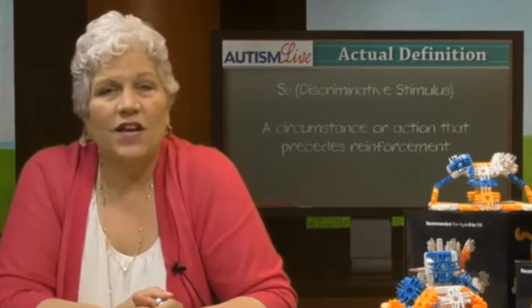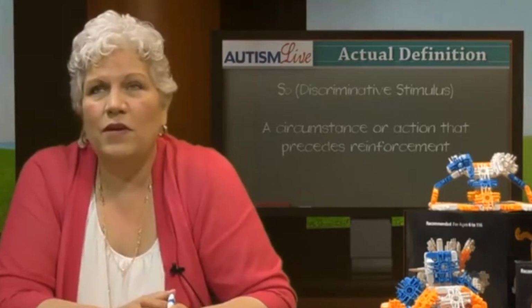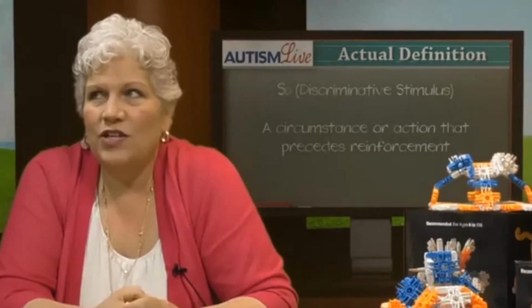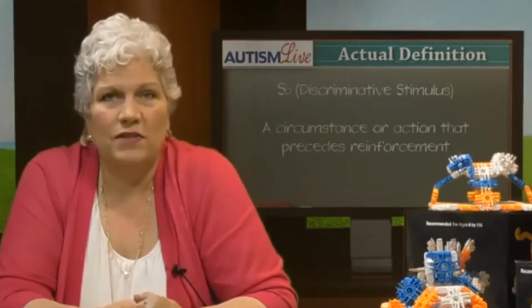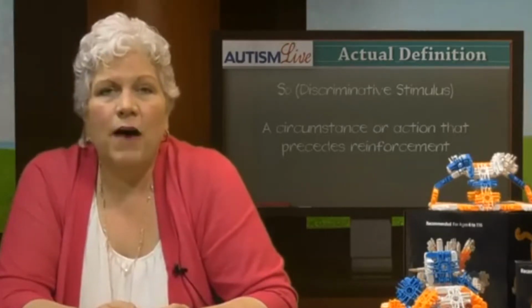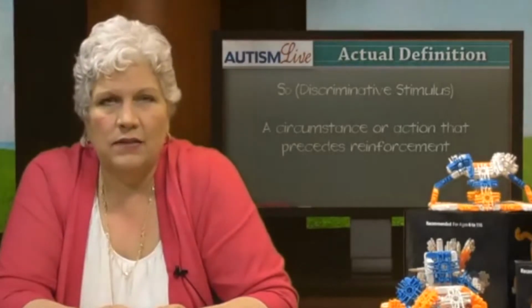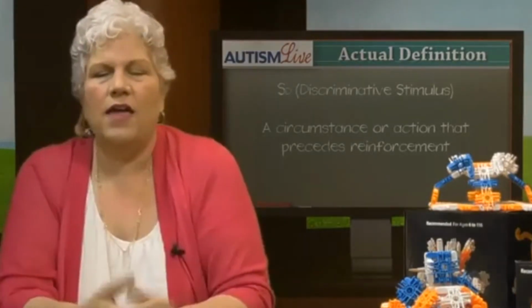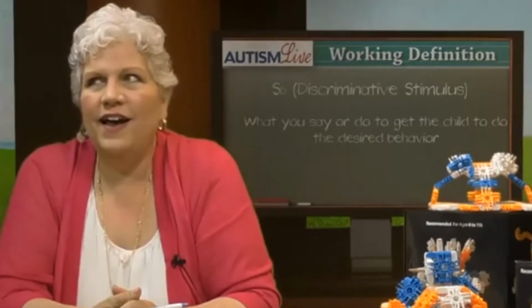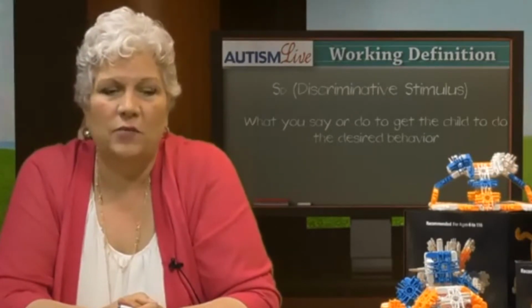So let's take a look at what our actual definition is first of discriminative stimulus. It is a circumstance, and I'm having to read it off the screen because I'm blind today without my iPad, a circumstance or action that precedes reinforcement. Okay. If we know a little bit about ABA, that might make a certain amount of sense. But I don't know about you, I want to know, what does it look like? So let's go ahead and go to our working definition, which is what you say or do to get the child to do the desired behavior.